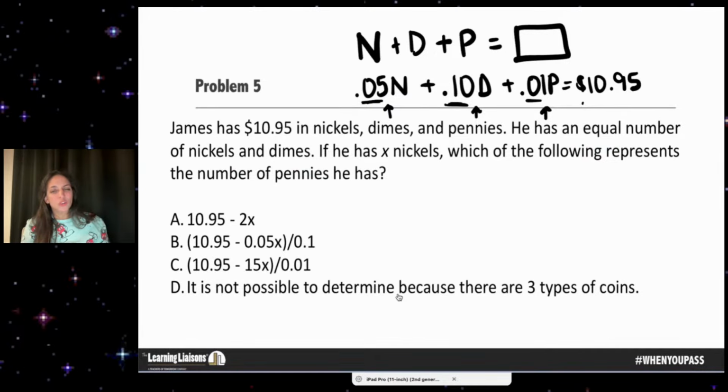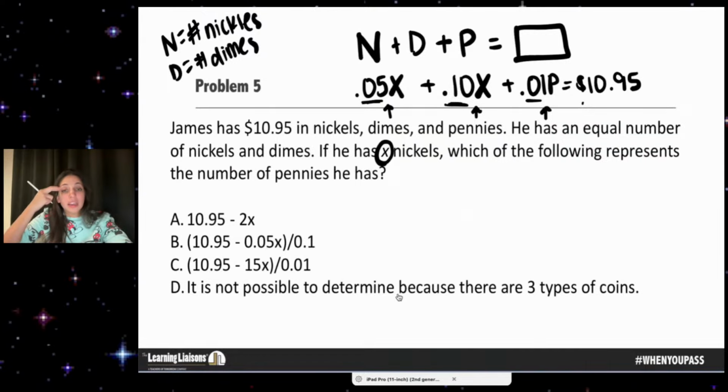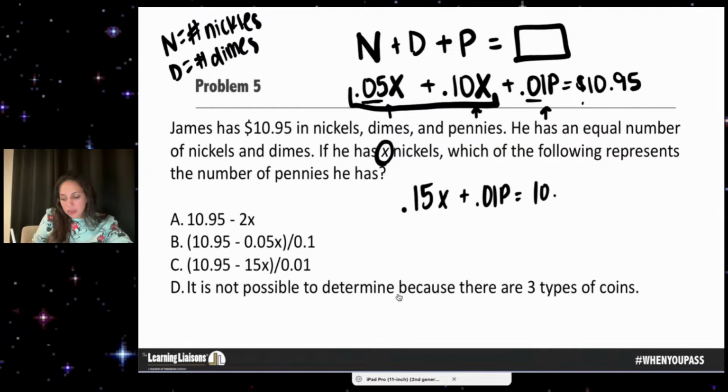But I also know that the number of nickels and the number of dimes is the same. And so instead of N and D, I'm going to replace those with X's. Because N equals the number of nickels, D equals the number of dimes, and if they are the same and X equals the nickels, then X also equals the dimes. Let's keep going. 5 cents plus 10 cents is 15 cents, X, because these are now like terms, so I can combine them. Plus 1 cent penny equals $10.95.